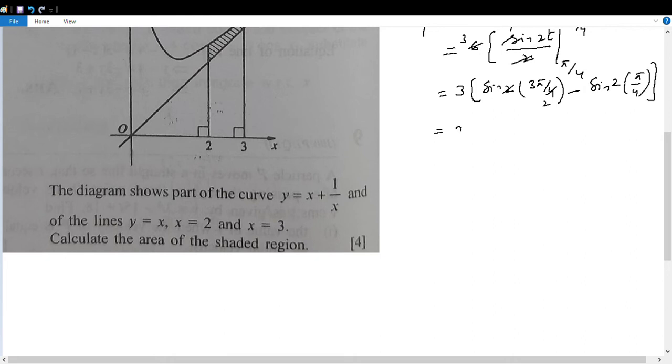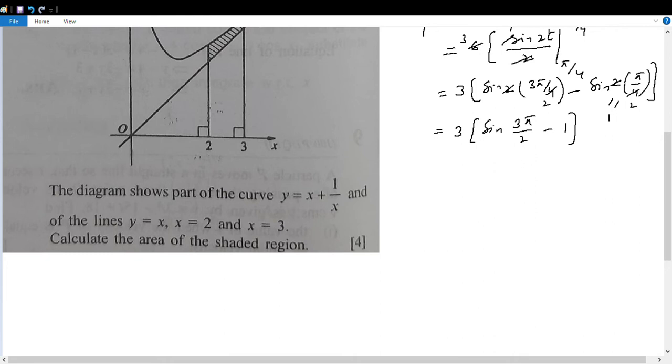So it's 3 times sine 3 pi over 2 minus sine 90. Sine pi over 2, this factor will turn to 1, sorry. Sine 90 is 1.